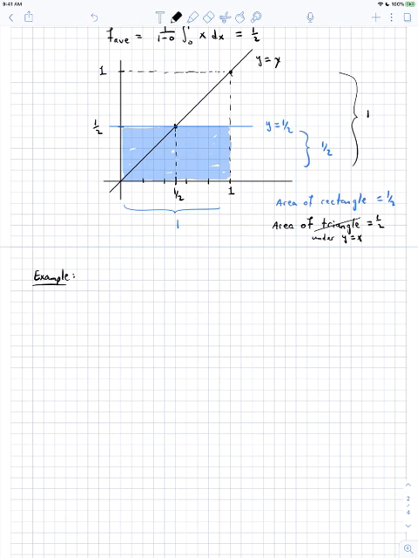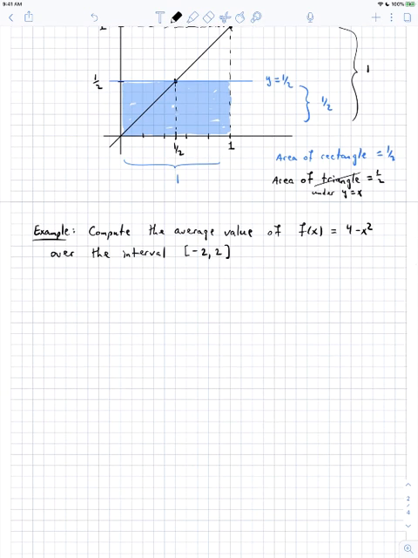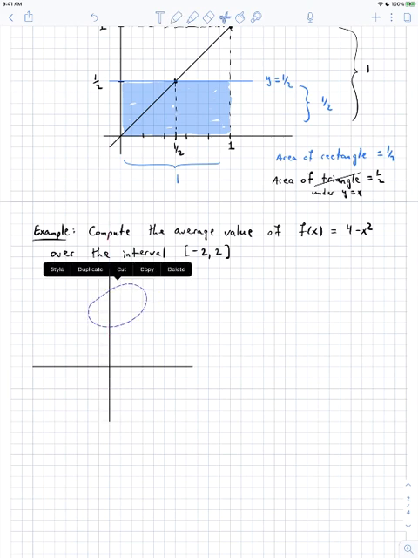For this example, let's compute the average value of f of x equals, let's say, 4 minus x squared over the interval from minus 2 to 2. So for this example, we're looking at a parabola which is opening downward. So it's going to look something like, let's see, 1, 2, 3, 4. So this is y equals 4.